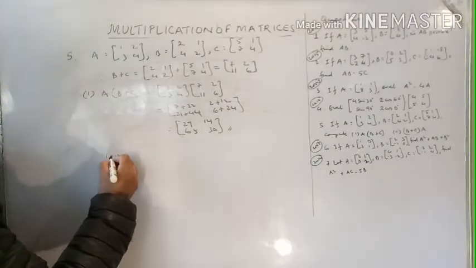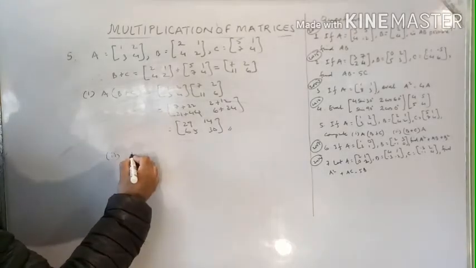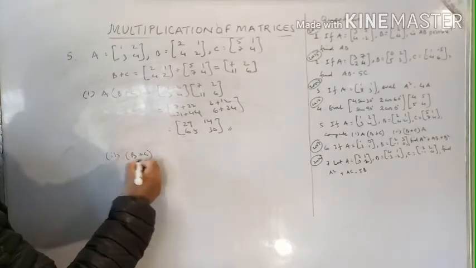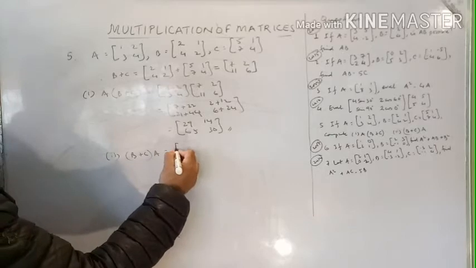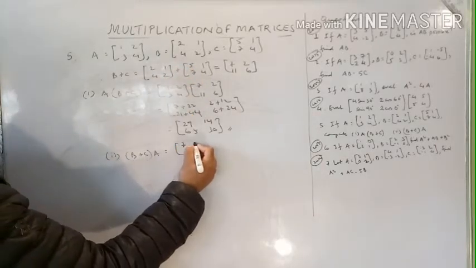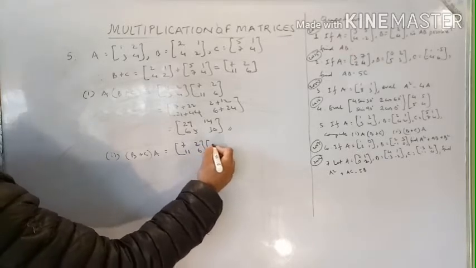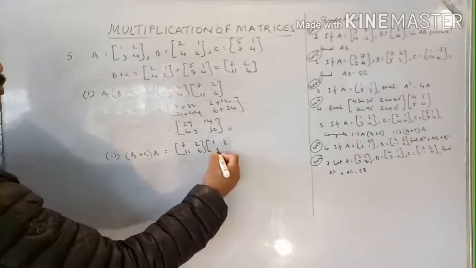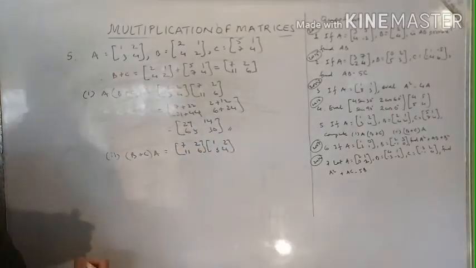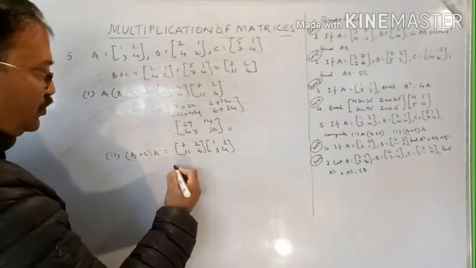Now part 2. Part 2 says B plus C into A. B plus C into A. I told you order is very important. When B plus C is here, you must write B plus C first. 7, 2, 11, 6 into A is 1, 2, 3, 4. This is A. Now let's see whether these two products are same or not.